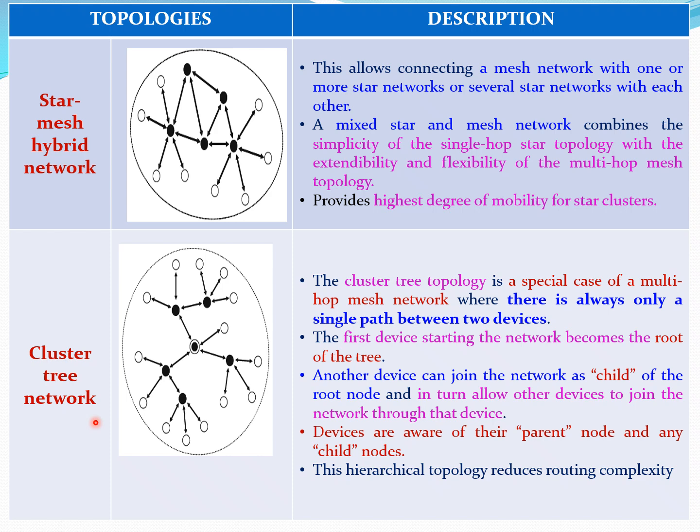The next one is going to be called as cluster tree network. The cluster tree topology is a special case of multi-hop mesh network where there is always only a single path between two devices. The first device starting the network becomes the root of the tree. Another device can join the network as a child of the root node and in turn allow other devices to join the network through that device. Devices are aware of their parent node and any child nodes. This hierarchical topology reduces routing complexity.